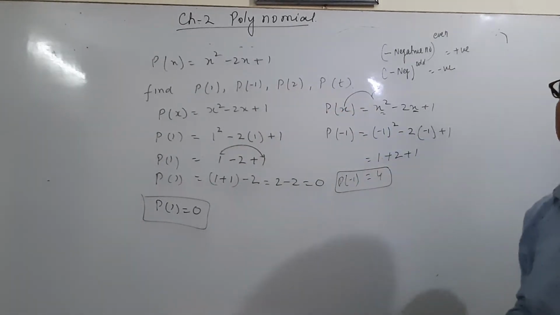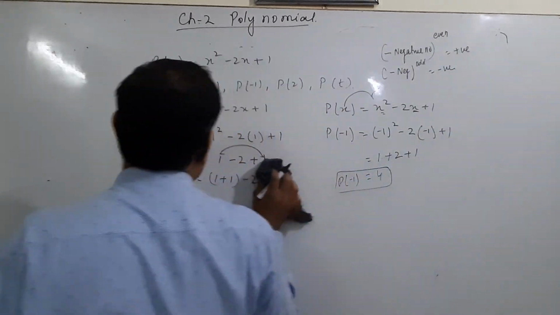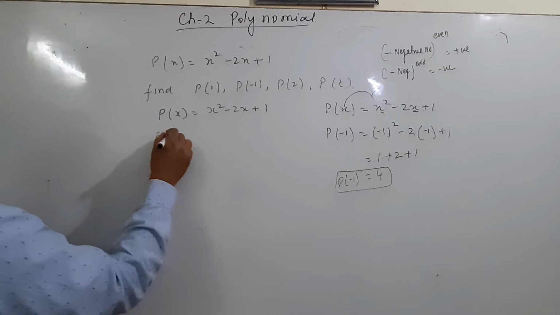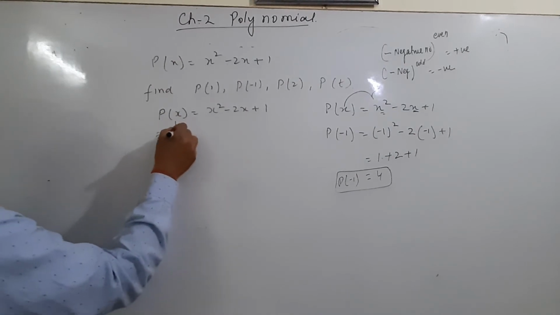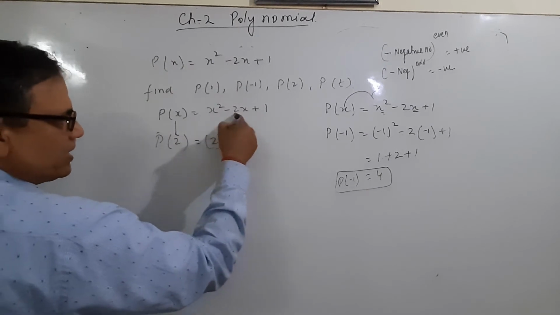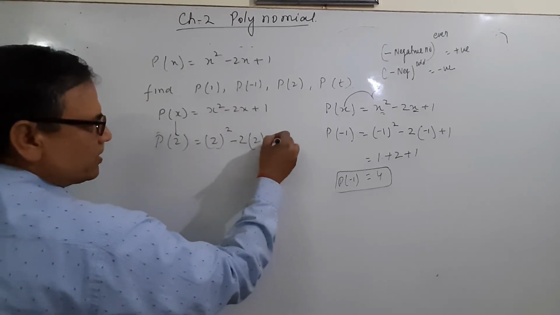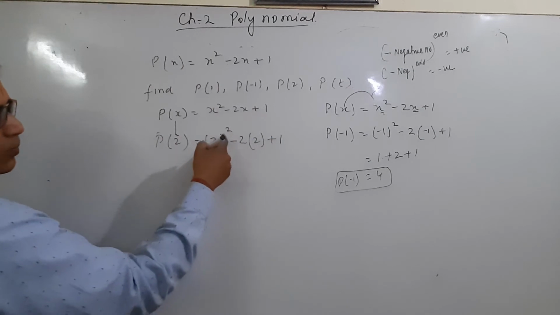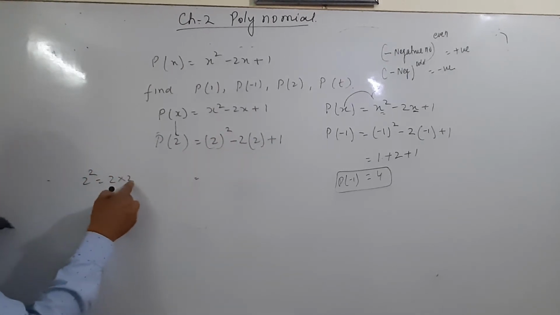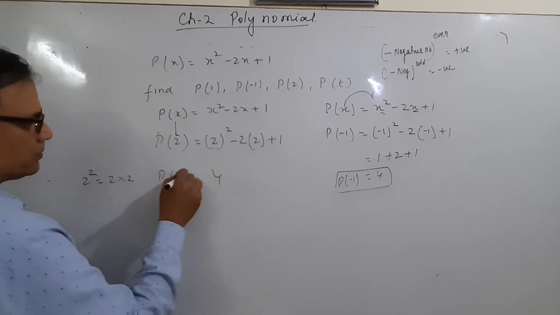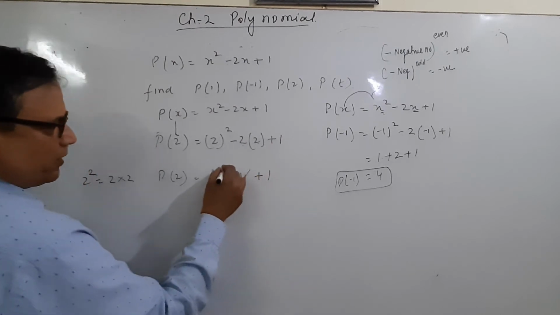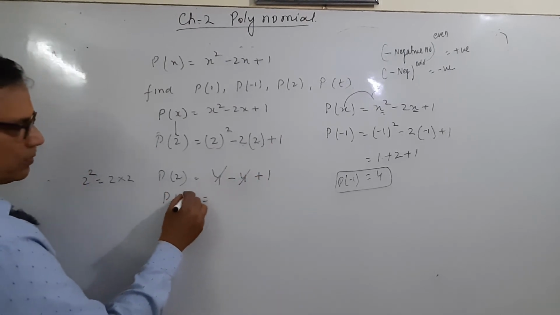And now what do you have to find out? P(2). Here we will put 2 in place of x: 2 square minus 2 into 2 plus 1. 2 square means 2 into 2, which is 4. 4 minus 4 plus 1. The 4s will cancel. P(2) is equal to 1.